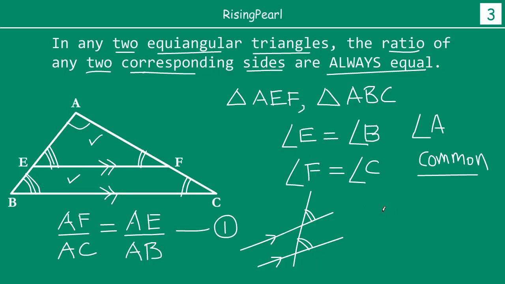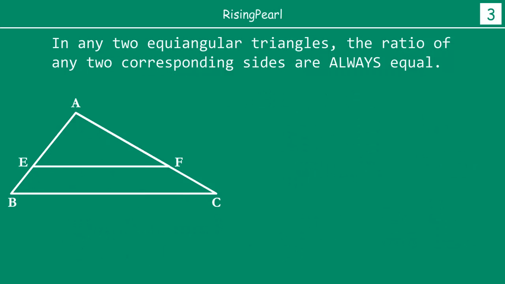So what we have here is that EF is parallel to BC, and also we have this ratio. Let's explore this ratio a little bit more. The ratio again is the small side AE divided by AB, equal to AF divided by AC.